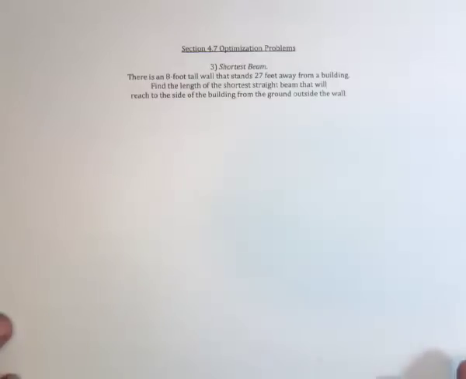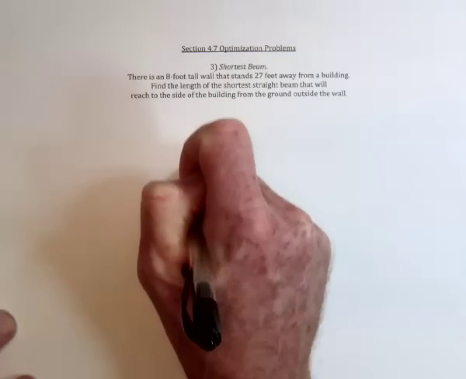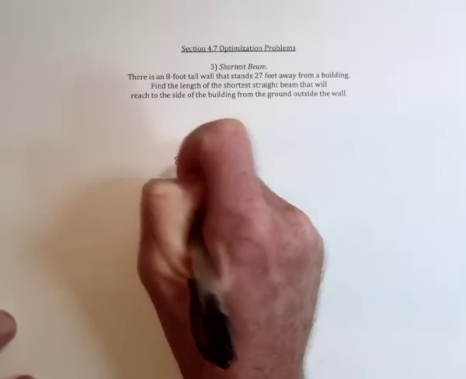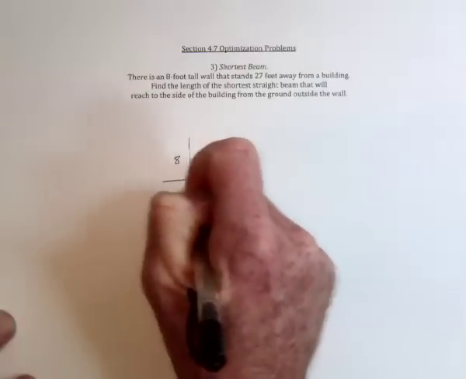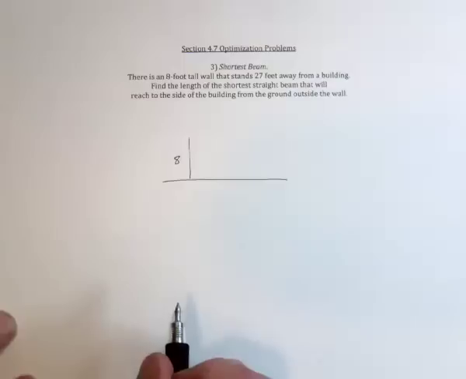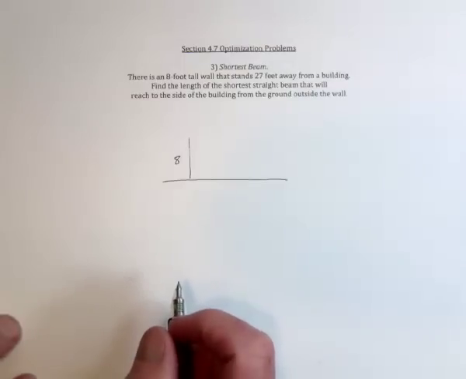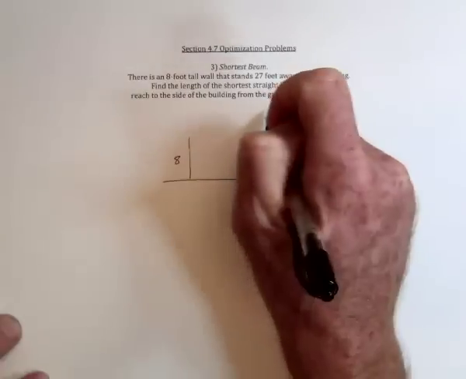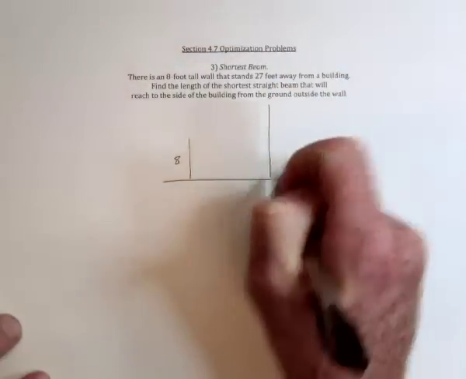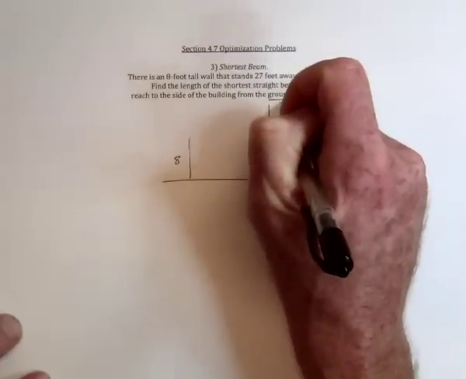So there's an 8-foot wall, and I assume the wall is going to be standing upright, so there's going to be the ground and the wall standing up. And then find a beam that will reach from the side of the, it's got to draw a building. It doesn't say how tall the building is, so just make it really tall.